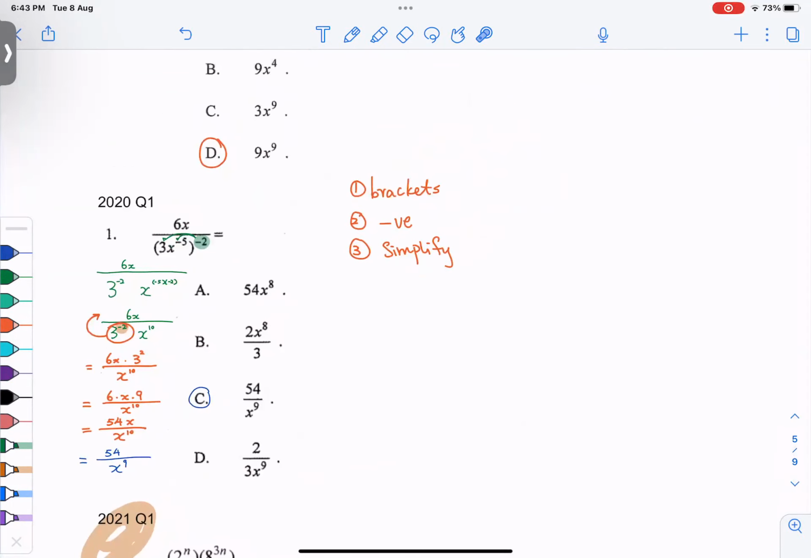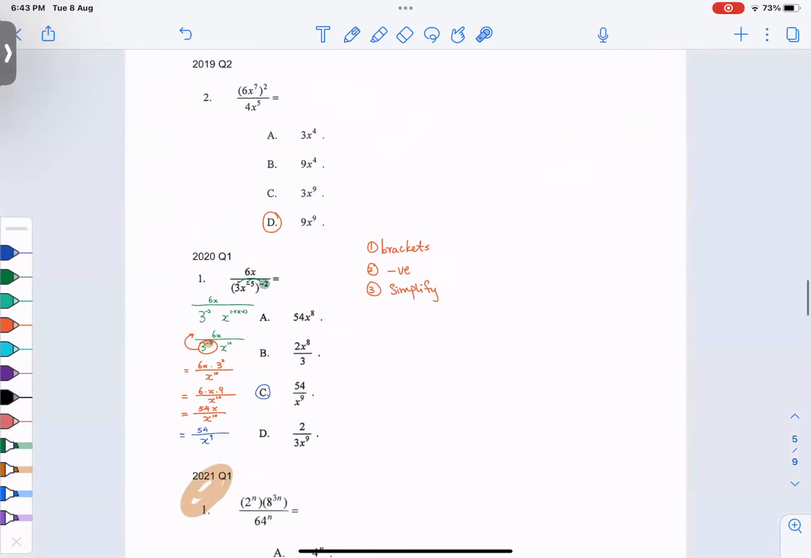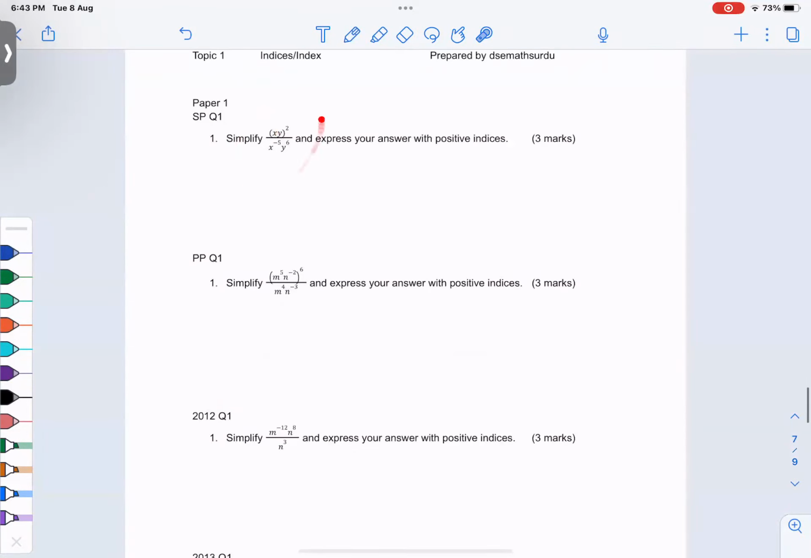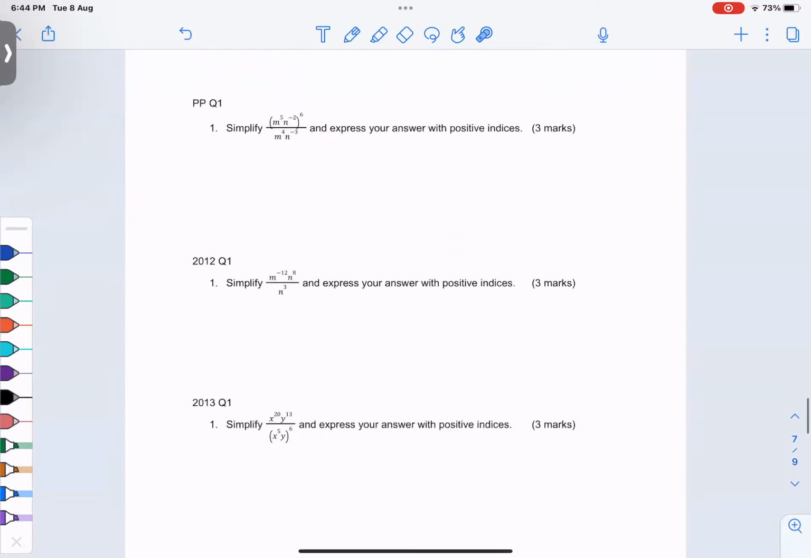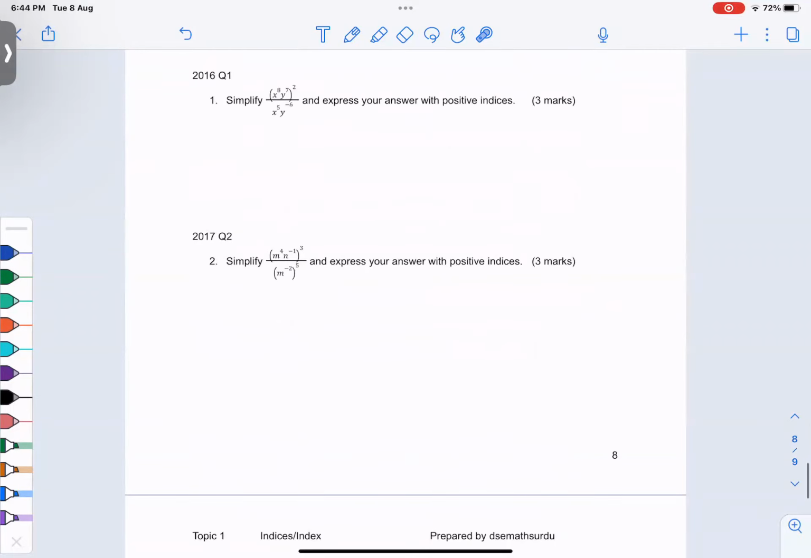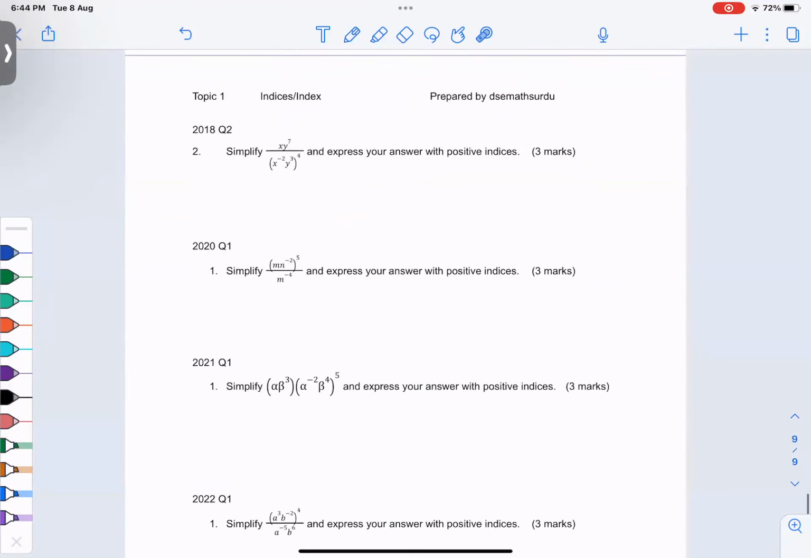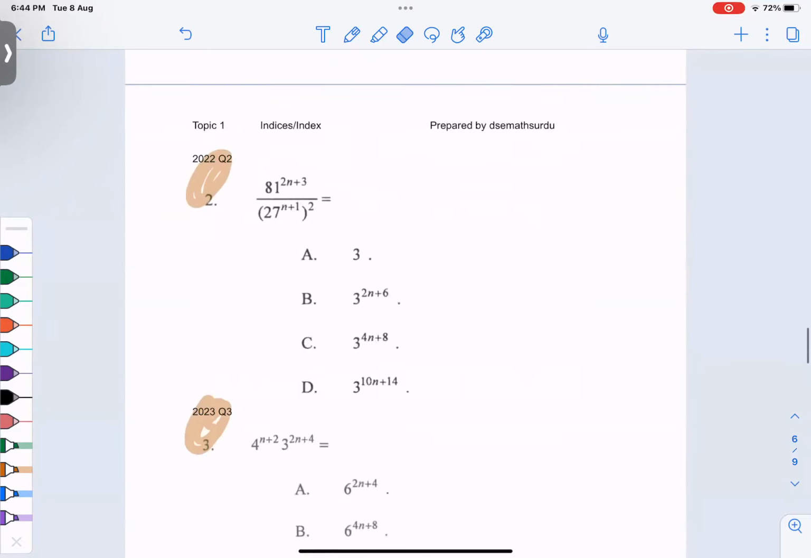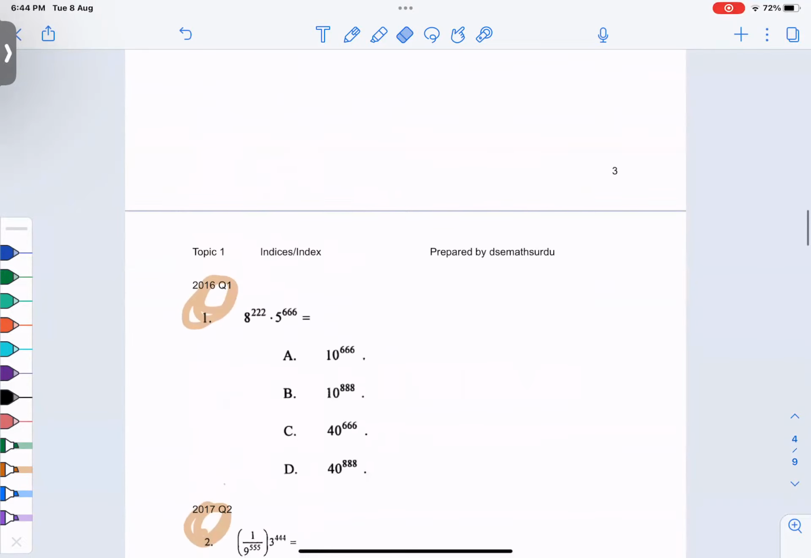So this is the first style of the indices. For your long questions, it's all this style. This is worth 3 marks in DSE. It's actual DSE past papers, so they will all be the same. The styles are all the same. So if you can deal with the MCs that you have done until now, you can also deal with the long questions.